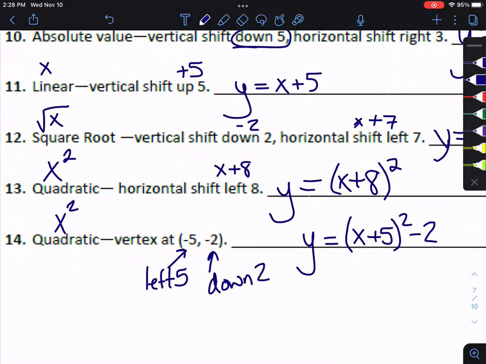So our final equation for that would be y equals, in parentheses, x plus 5 squared, and then the -2 out at the end to go down 2.